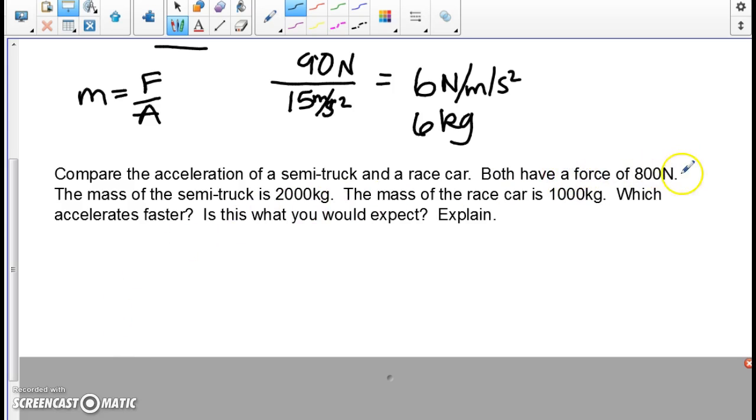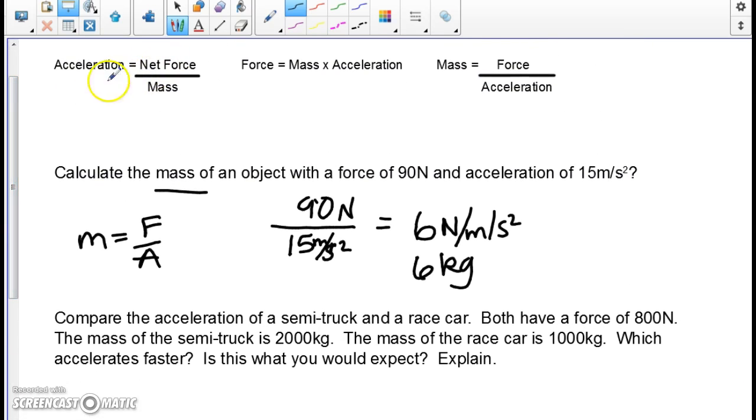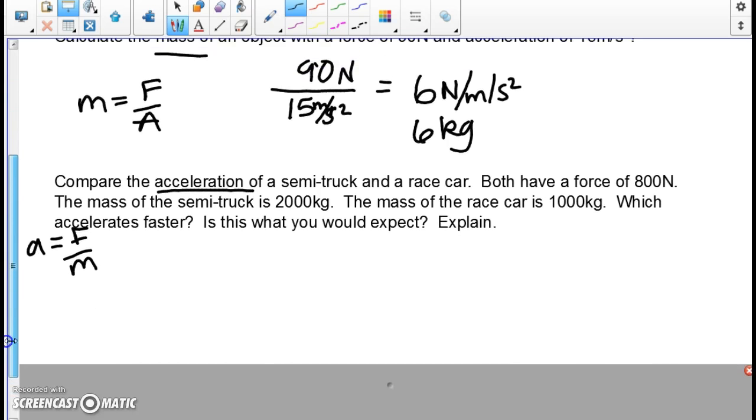So here we're going to use the same force. We're going to imagine that we're using the same force on them, but we're changing our mass. It says, which accelerates faster? And is this what you would expect? Explain. So we have to look at our equations. And so for here, since we're asked to solve for the acceleration, I'm going to use acceleration equals force divided by mass.